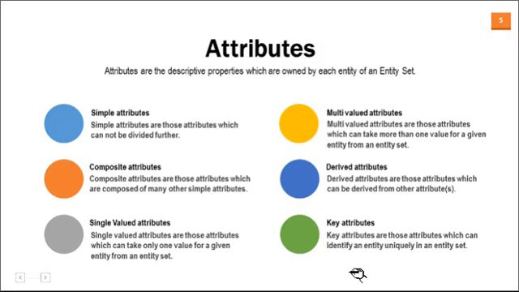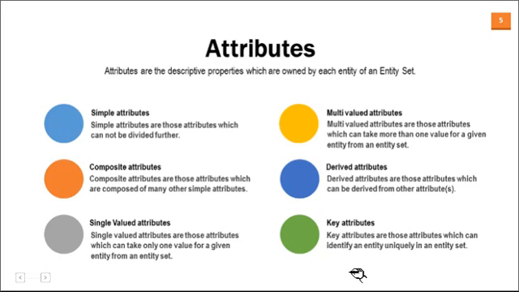Next one is my single valued attribute. Single valued attribute means it contains only one value. My age can be a single valued attribute. My zip code can be a single valued attribute, right? My Aadhaar number can be a single valued attribute because it cannot be more than one.